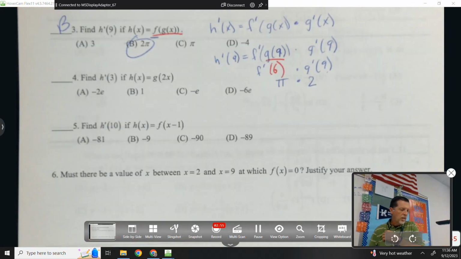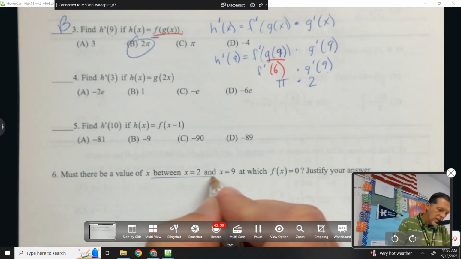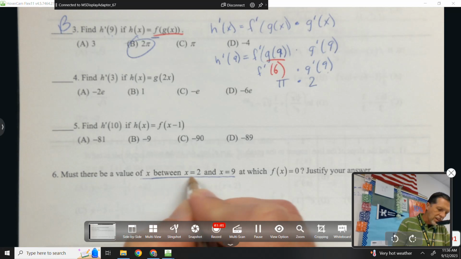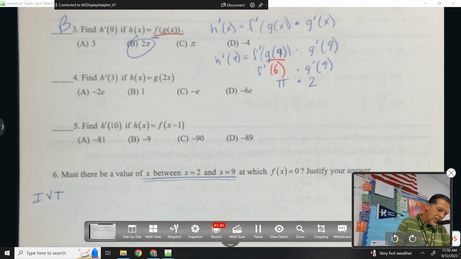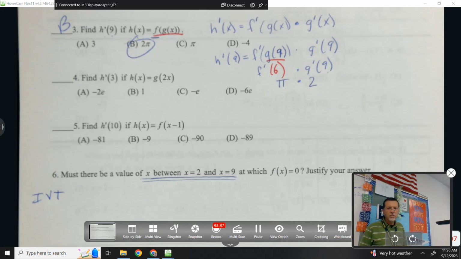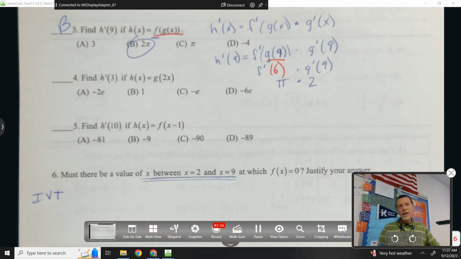Number 6. Must there be a value of x between 2 and 9 at which f of x equals 0? Justify your answer. What does this sound like? IVT. Okay, IVT means if x is continuous and the y is between the y's, then the x's are between the x's.